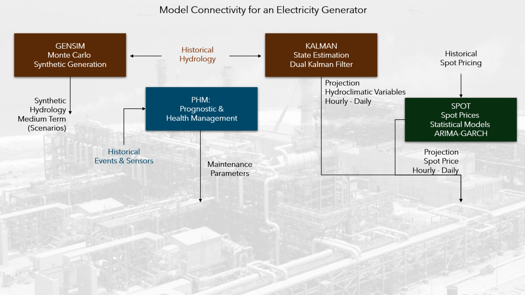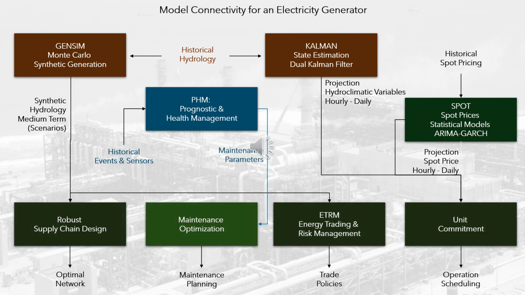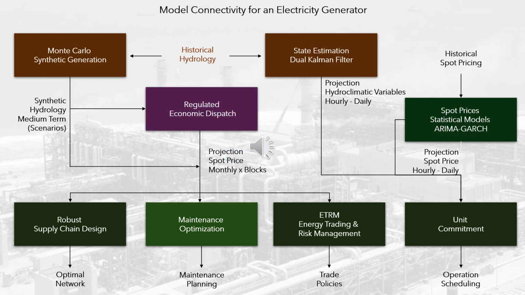Kalman, State Estimation via Kalman Filter. They predict short-term random variables in the decision-making environment, and Spot, Arima-Garch statistical models for short-term prediction of spot prices. The image shows the connectivity between predictive and prescriptive models. Another support model is needed to know the behavior of the electricity system and its market, that is the expected dispatch of the plants and the spot prices. Therefore, the generating agent requires a simulation model of the dispatch of the interconnected system.